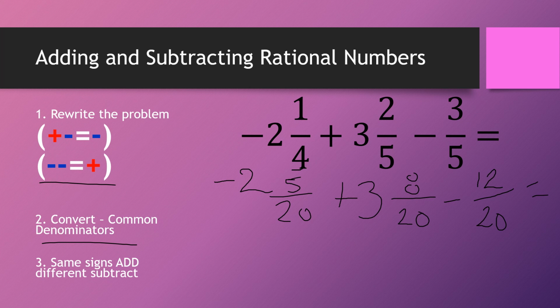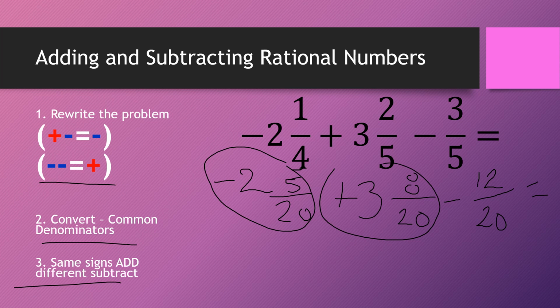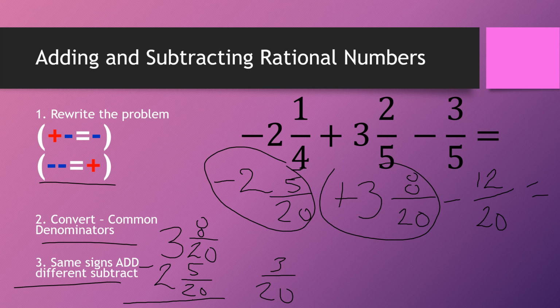So the next thing that I'm going to do is same signs add, different subtract, which is step 3. I have different signs, so I'm going to subtract. So what I'm going to do right now is just completely ignore the signs and just put the bigger number on top. So 3 and 8/20 minus 2 and 5/20. I know 8/20 minus 5/20 gives me 3/20. Sorry, I don't have any space, so I'm writing it over here. And I know 3 minus 2 gives me 1.